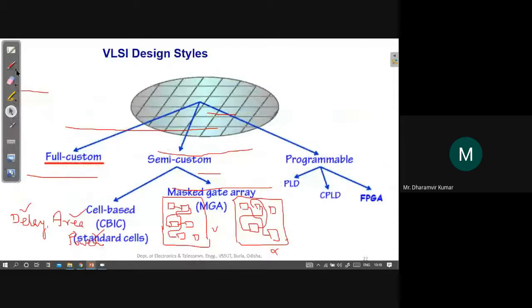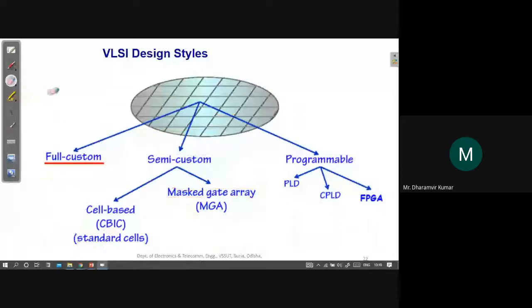Okay. Now, since we had seen regularity, modularity, and locality, and obviously we had seen the hierarchical, that is, divide and conquer approach, the next topic is about different VLSI design styles.